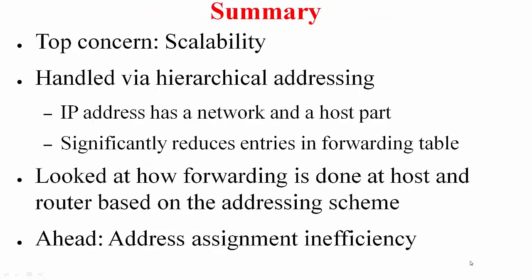So here is a summary of what we have seen so far. Anything you do at the network layer is all about scalability. This is our top concern. And we have handled this through hierarchical addressing, where an IP address has 2 portions, a network portion and a host portion. This can significantly reduce the entries in the forwarding table. Now, based on this addressing, we also saw how forwarding is done at a host as well as the router.